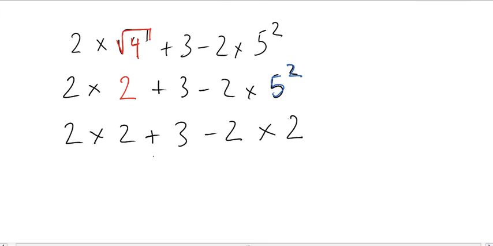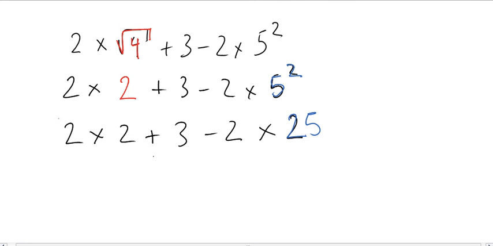Whoops, I'm going to write in blue. So again, here I just wrote the 5 squared as 25. Now we have multiplication and addition and subtraction. And we know that multiplication and division come first. So we're just going to do the multiplication here. So we're just going to write a couple brackets around what we want to do first. So we recognize it among this long line of signs and numbers.